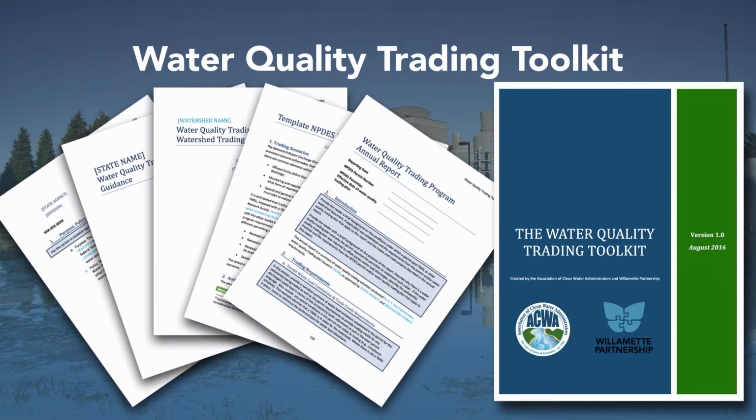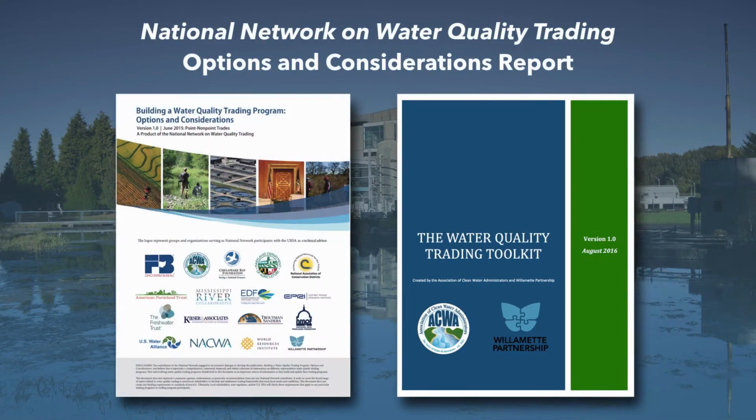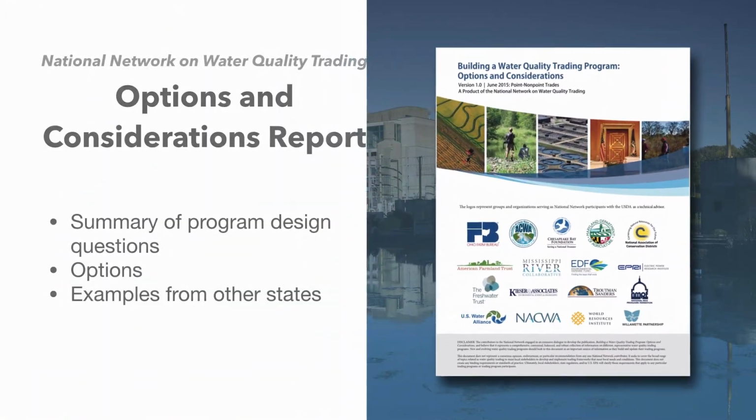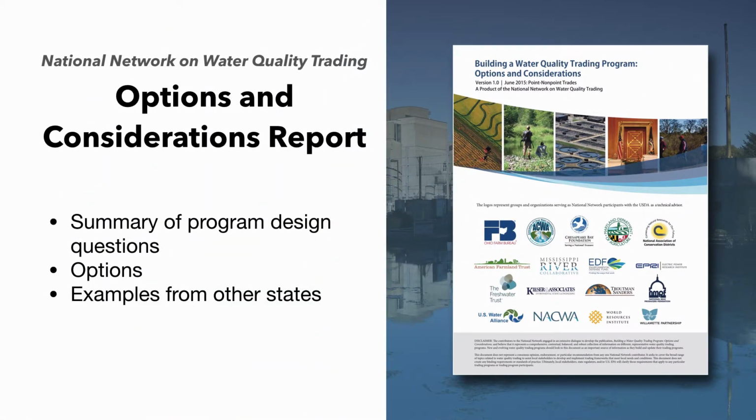The templates are designed to make it faster and easier for states that choose to use trading to issue policy documents around it. The toolkit templates were built to follow along with the report by the National Network on Water Quality Trading, Building a Water Quality Trading Program, Options and Considerations. The Options and Considerations report provides a summary of all the program design questions that states will face, options for how to address them, and examples of how other states have addressed them in their permits and policies.